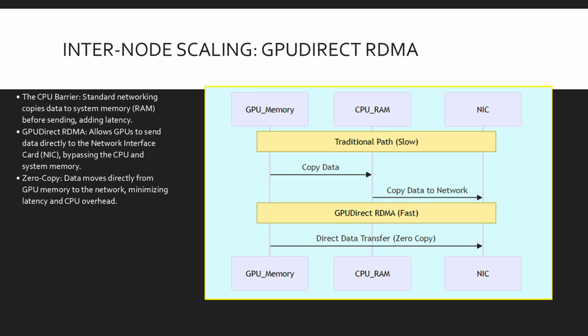This sequence diagram illustrates the efficiency of GPU Direct. The traditional path at the top, you see two distinct steps, copying to CPU RAM then to the NIC. This is slow. In the GPU Direct RDMA path below, there is a single direct line from GPU memory to the NIC. This zero-copy method eliminates the middleman, reducing latency, which is essential for distributed AI.